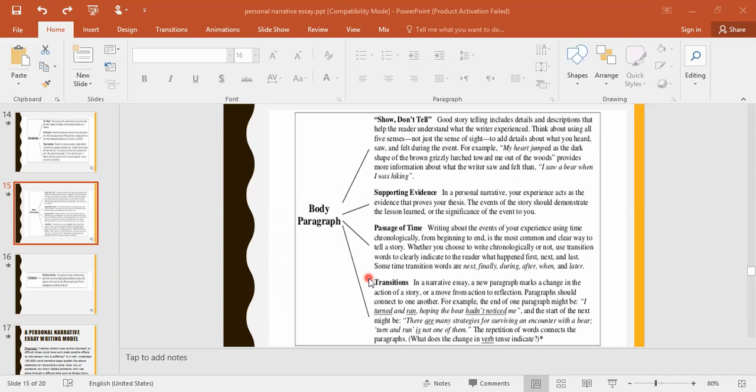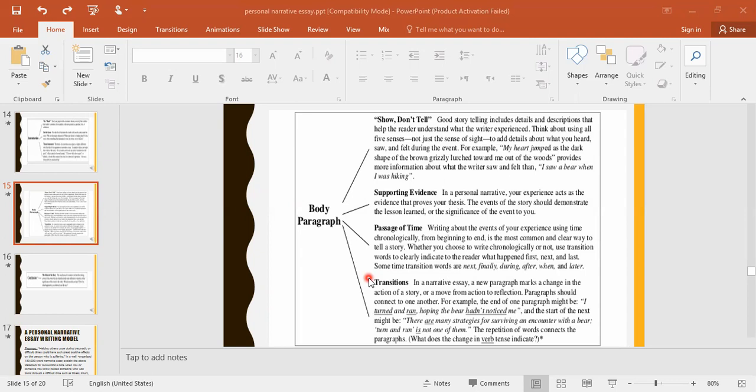Now I move to supporting evidence. In a personal narrative, your experience acts as the evidence that proves your thesis. يعني إذا أنا in the thesis I started with a quotation or with an event or with a moral lesson, my experience in the body paragraphs should prove the thesis. The events of the story should demonstrate the lesson learned or the significance of the event to you.